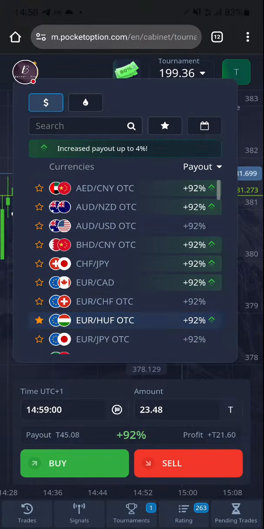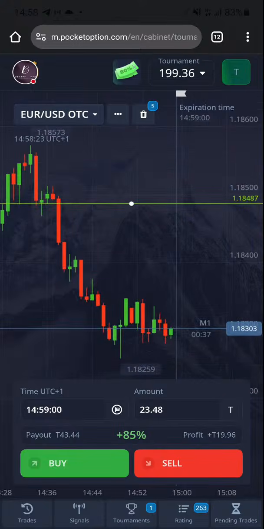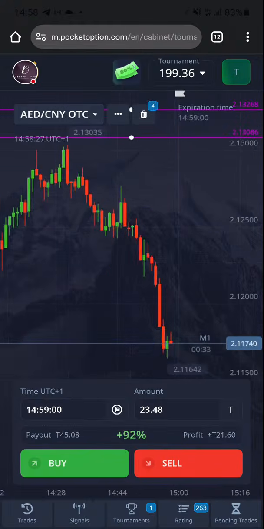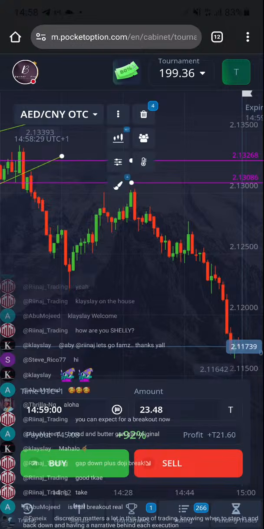Let me mark this as a favorite. I know I marked the other one as a favorite the other time. Okay, there's no opportunity here for now. Let's check another market if we have more opportunities.